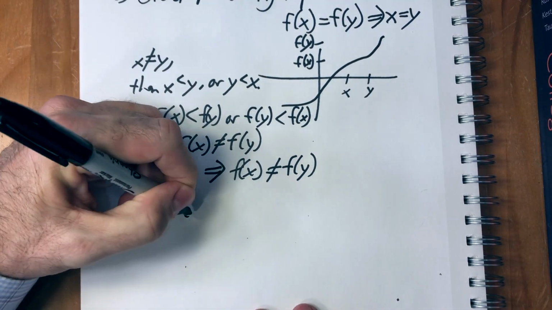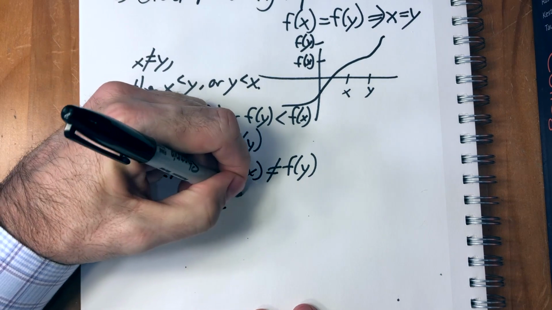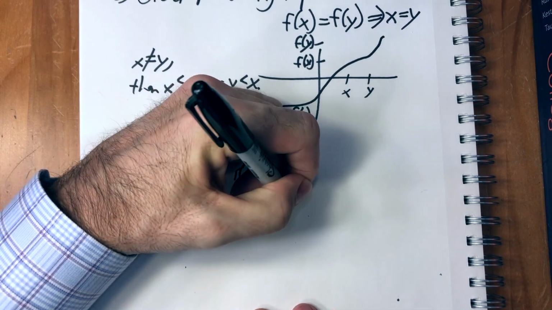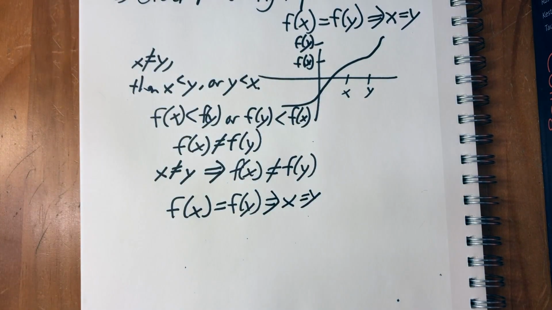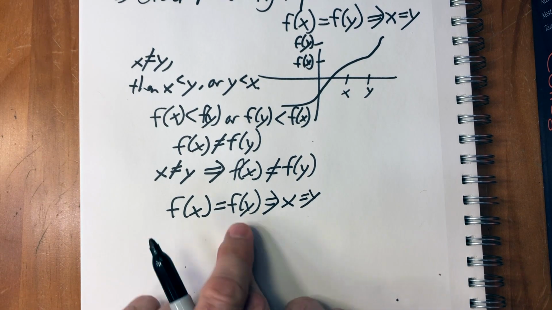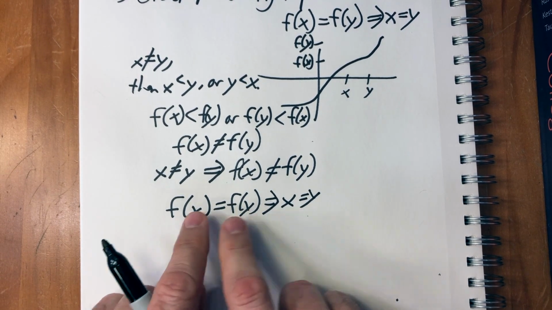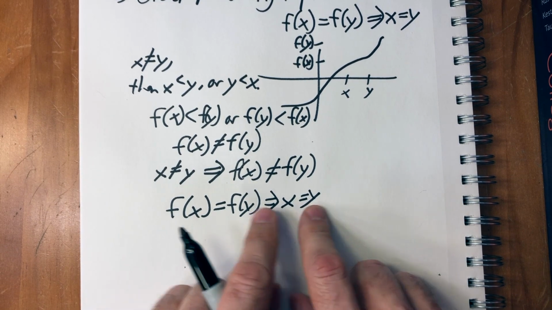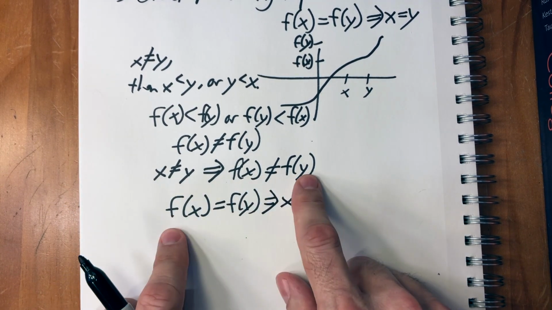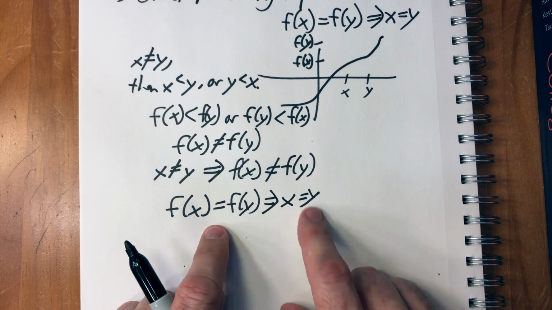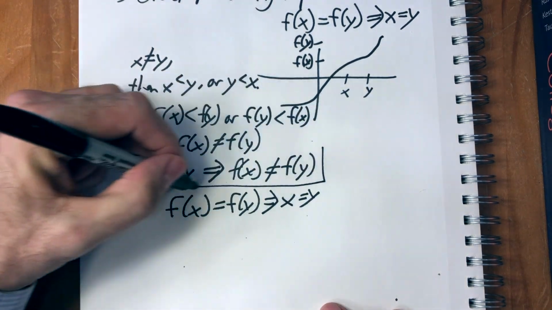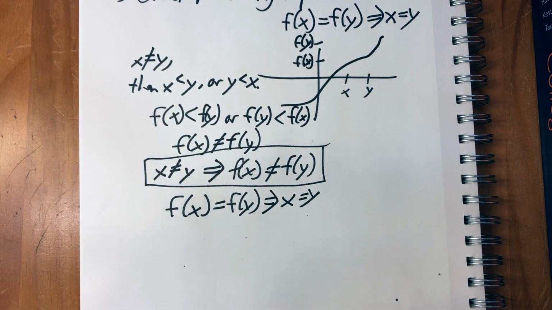So what we normally say is that f of x equals f of y implies that x equals y, right? And so the contrapositive of a statement like this is that if the conclusion is not true, then the premise is not true. So if x does not equal y, then f of x does not equal f of y. So we're basically just proving the same thing, but doing it in the opposite way.